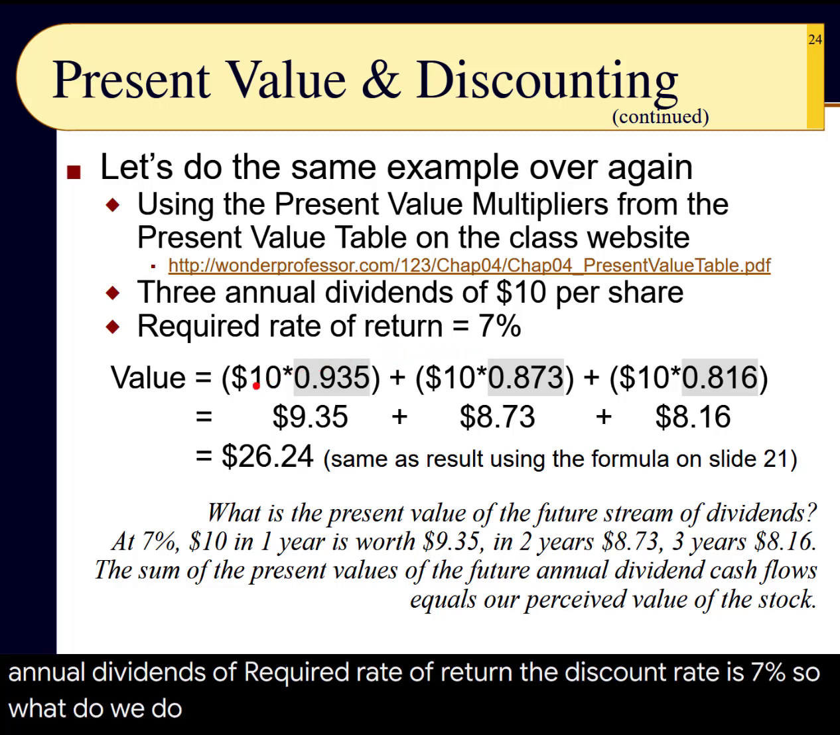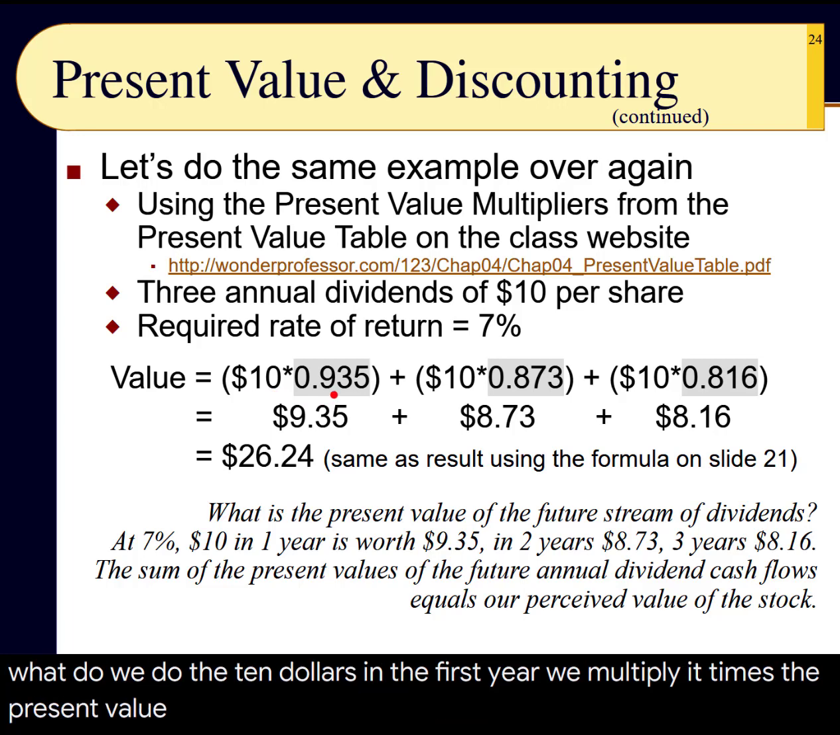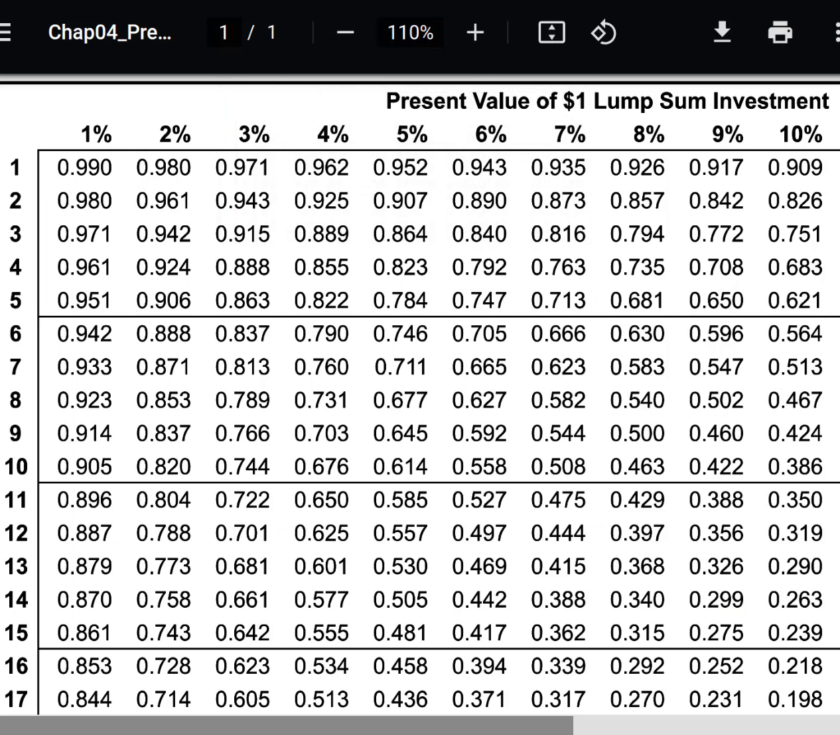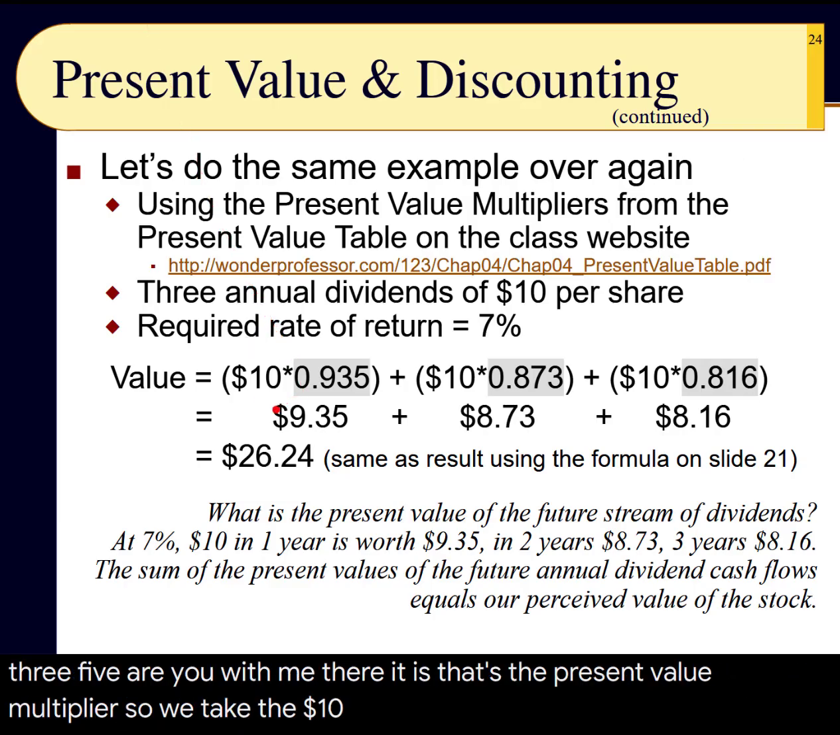So what do we do? For $10 in the first year, we multiply it times the present value multiplier, which is 0.935. Now, where do we get that? I'm going to go to the present value table. Here it is. We go across to 7%, down 1 year. There's the 0.935. Are you with me? That's the present value multiplier. So we take the $10 in year number 1 and multiply it times 0.935.